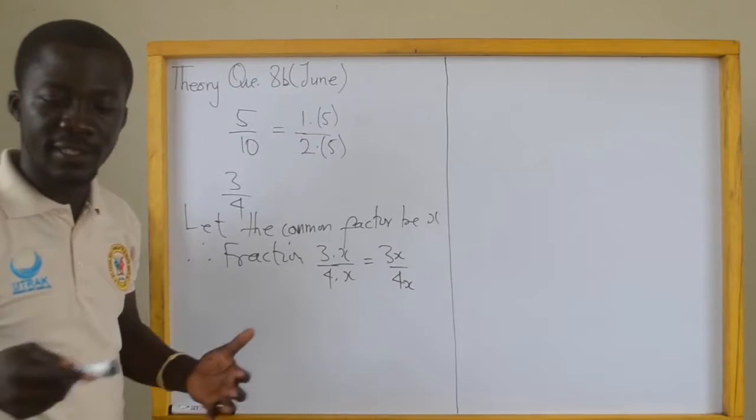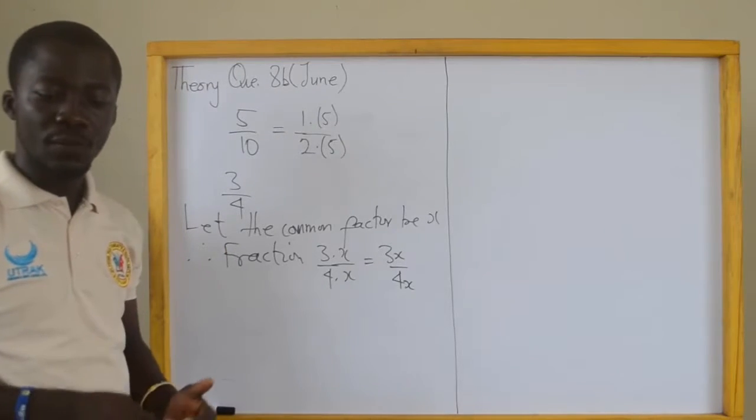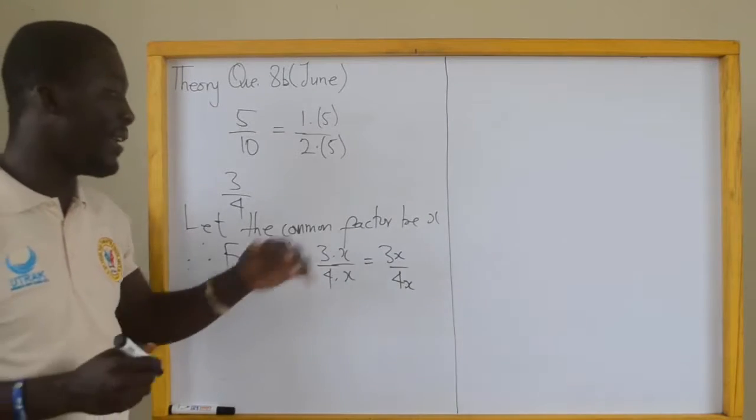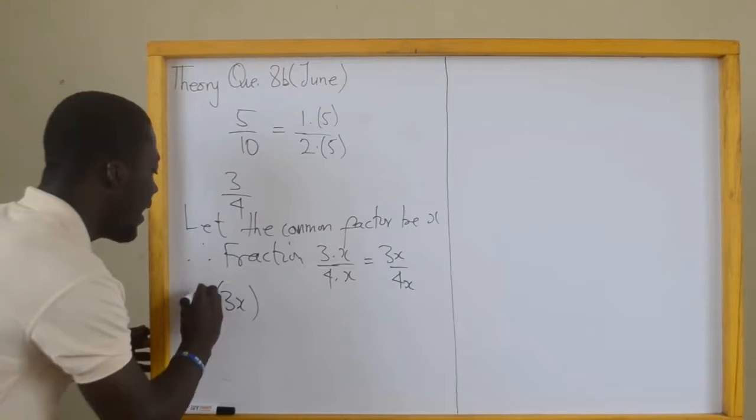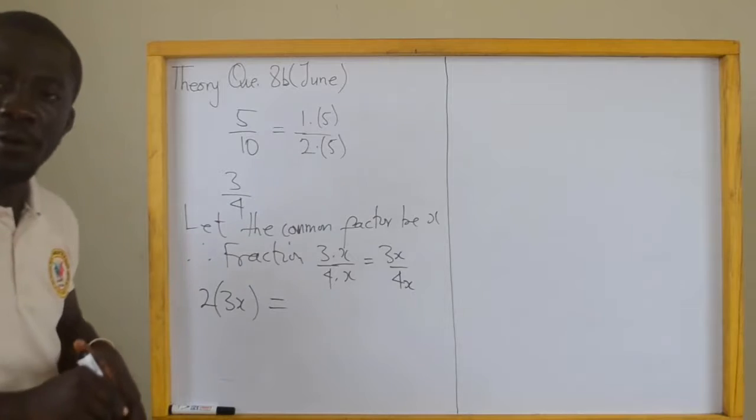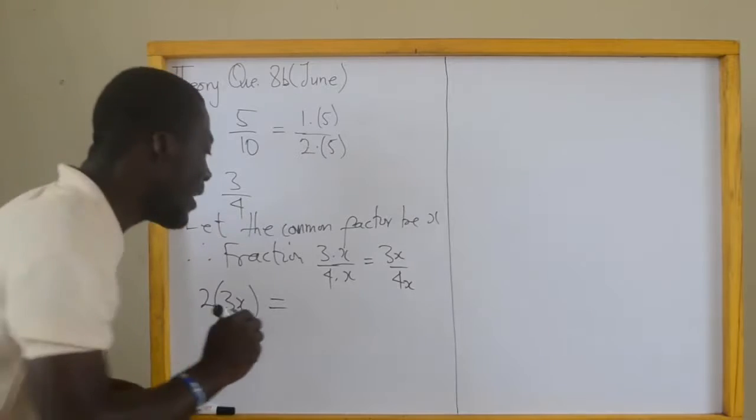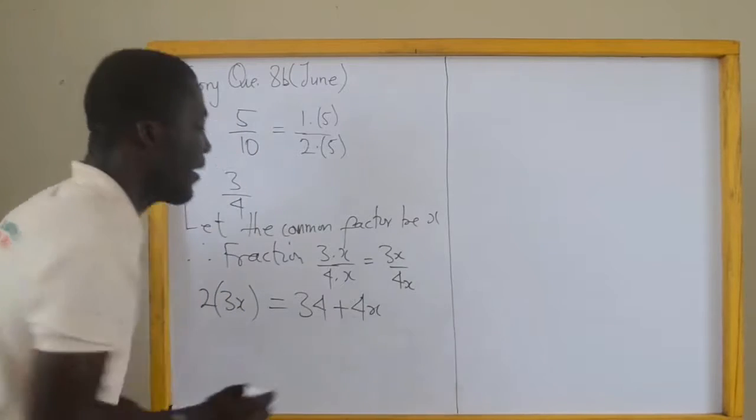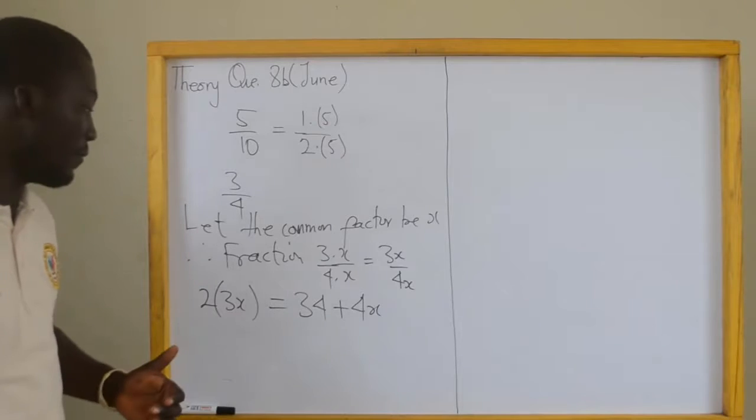The next part of the question says that the numerator of the fraction, when doubled, would be 34 greater than the denominator. Our numerator is 3x. So when we double our numerator, it will be 2 times 3x. It would be 34 greater than the denominator. So 34 greater than the denominator is written as 34 plus 4x.